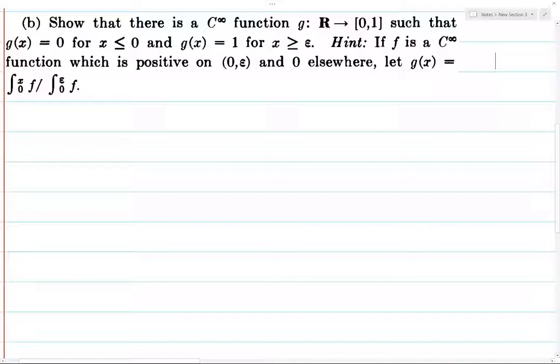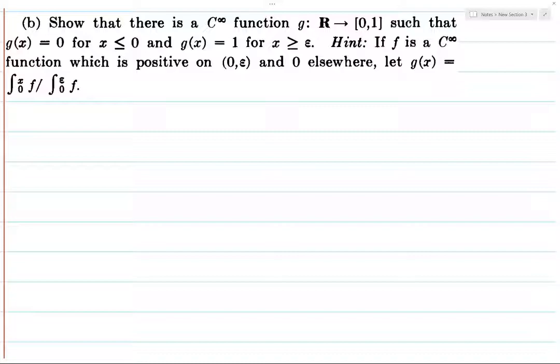The other issue that's going to come up here is that this exercise is horrible with naming functions. So we want to show that there is a C infinity function g here, blah blah blah. Hint, if f is a C infinity function which is positive on 0 to epsilon and 0 elsewhere. Okay, so first thing we want to do is we want to get this function f that they talk about in the hint. And we're going to use that f to find g.